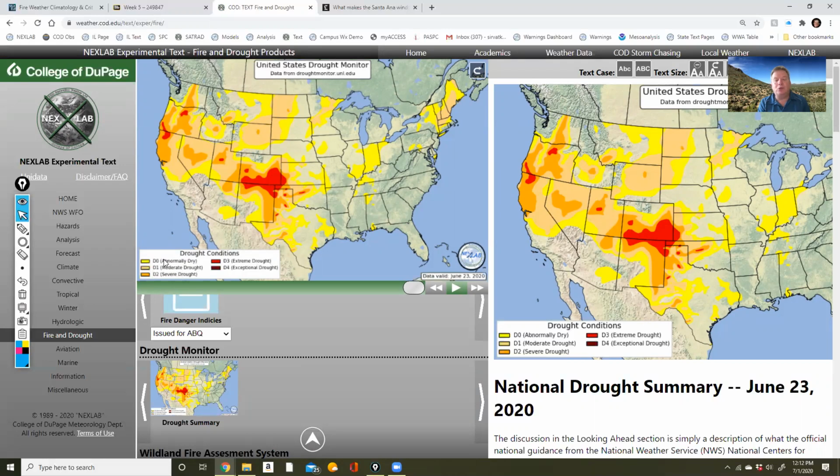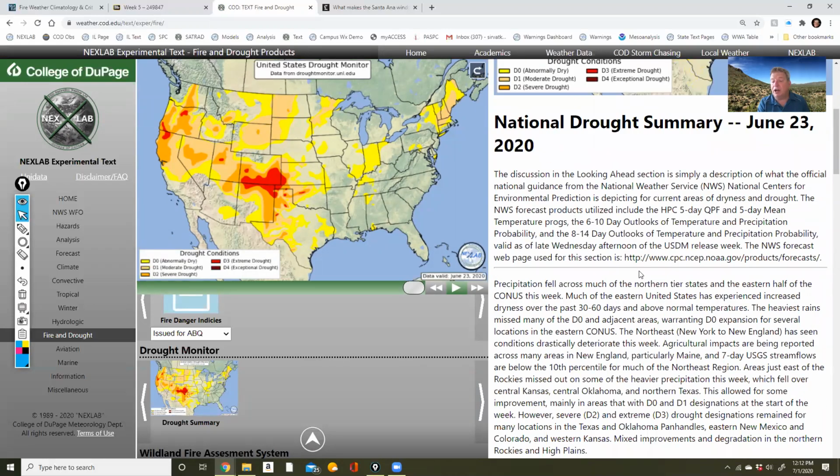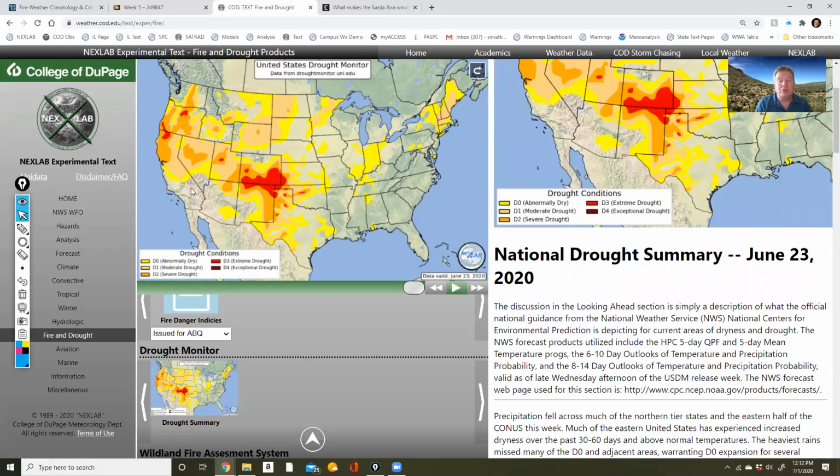The yellow is abnormally dry. That's not a drought condition. It's just saying we're a little bit drier than normal. Okay, that's the drought monitor. And on this page, you can also get a text version of this, of what the impacts are. About a year ago, I looked, and it was the lowest amount of drought in the United States on record. We've come back more into droughts.